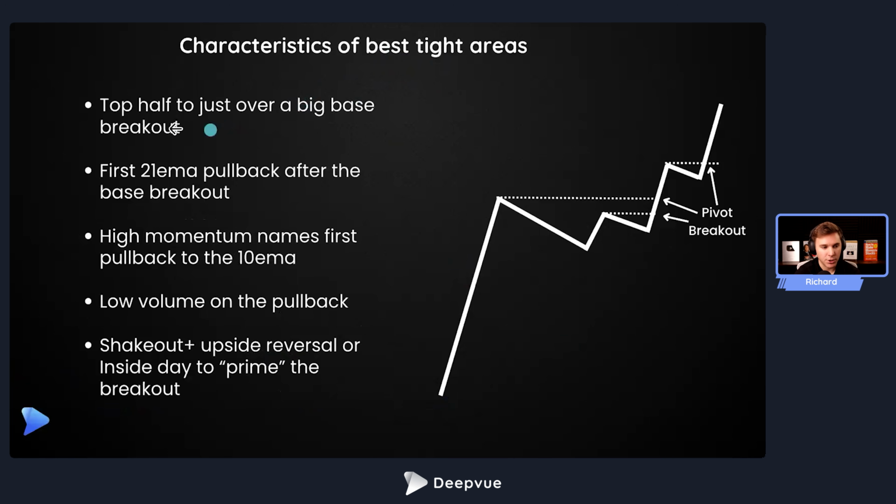And here's some more detail. The best tight areas occur near the top half to just over a big base breakout, or it could be at the first 21 EMA pullback after the base breakout. We want to be focused on high momentum names, first pullback to the 10 EMA. Maybe you had a gap out of the base and it's so powerful it's not even going to pull back to the 21 EMA until it's up 50%. That first pullback to the 10 EMA, especially after an earnings gap, and if it sets up a tight area right there, can be very, very actionable.